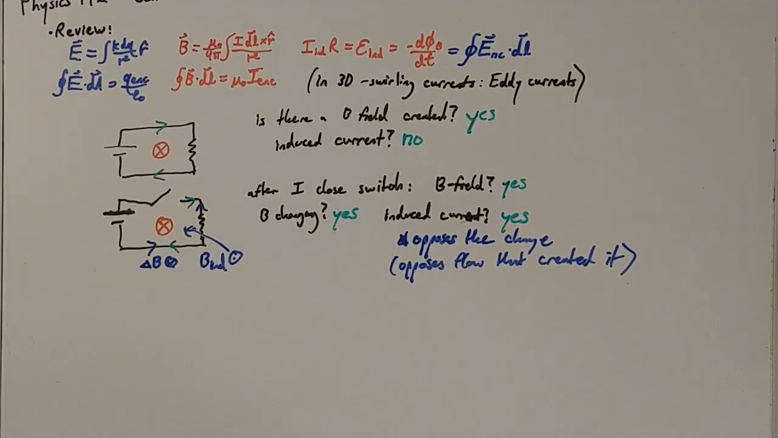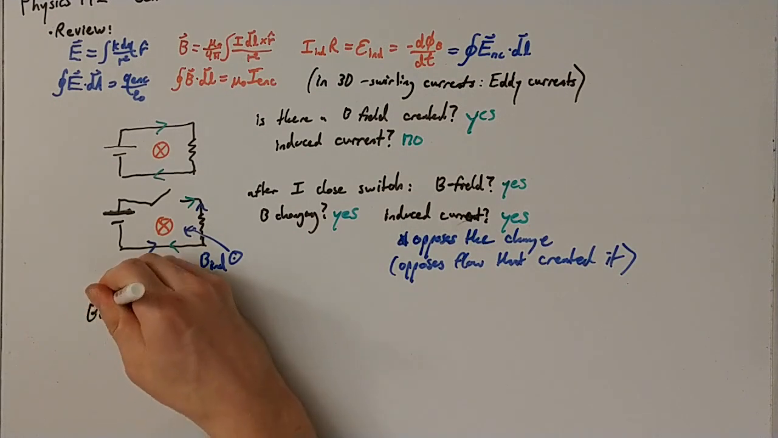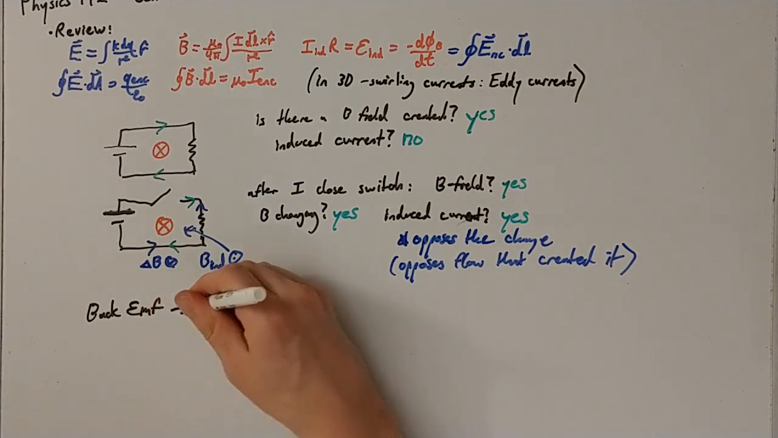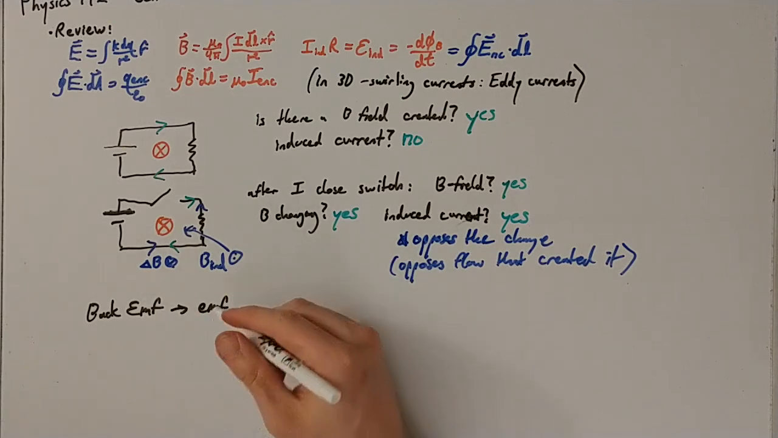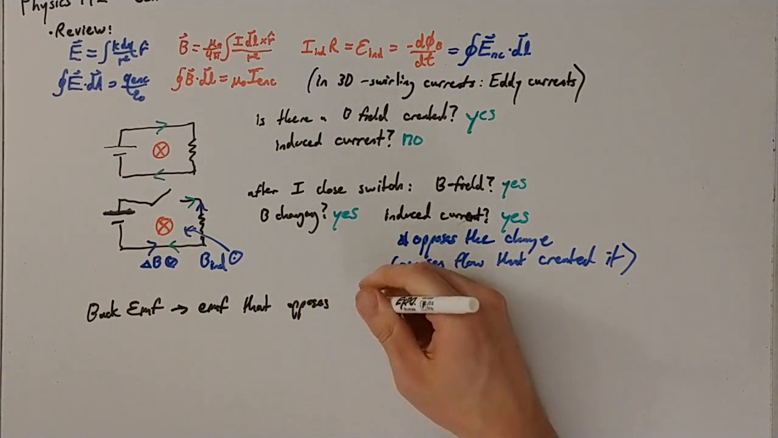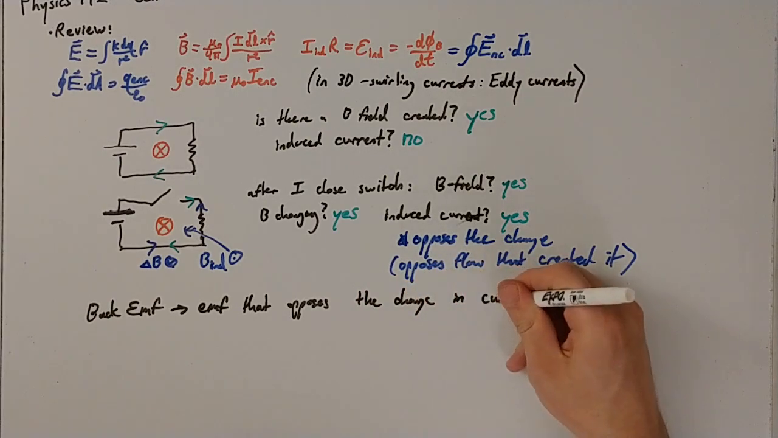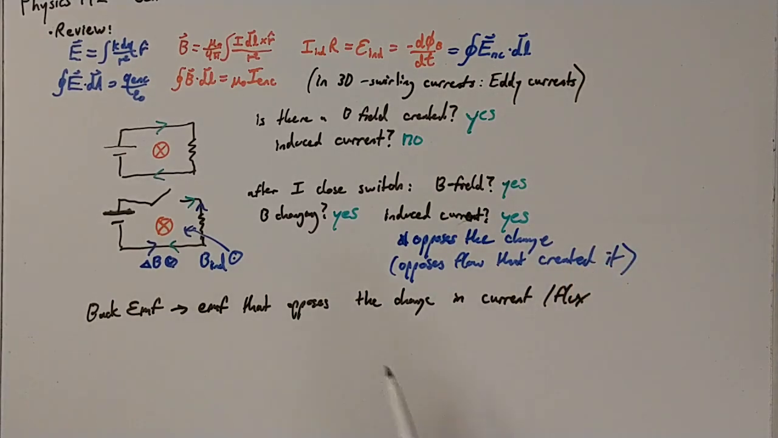And we're going to write a definition, all right? The definition I want to write is: back EMF is just EMF, and remember, EMF is another word for potential, a potential that opposes the change in current or flux. So it's EMF that's opposing the change.